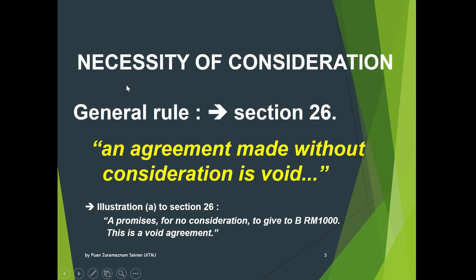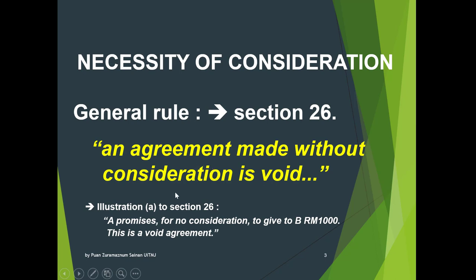Now, why is it important to have consideration in a contract? Because under the general rule given by Section 26 of the Contracts Act 1950, it provides that an agreement made without consideration is void. Here it means that if there is no consideration in a promise, in that case, the agreement is not a contract. It is not a valid contract.